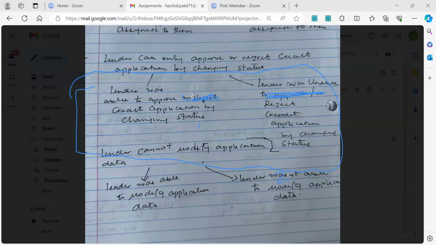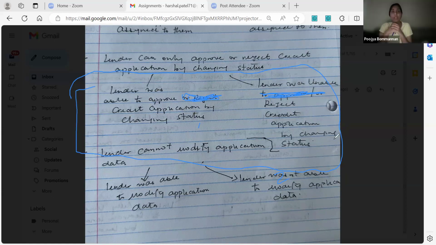So if I remove this, lender can approve credit application by changing status. Lender can reject credit application by changing status. So what do you mean, these are status? Like when they are ready to make a decision, right?